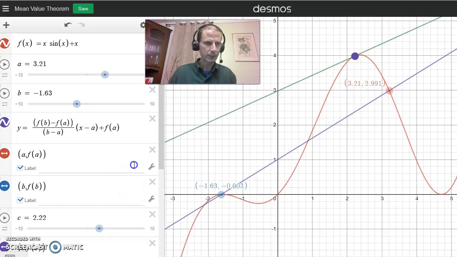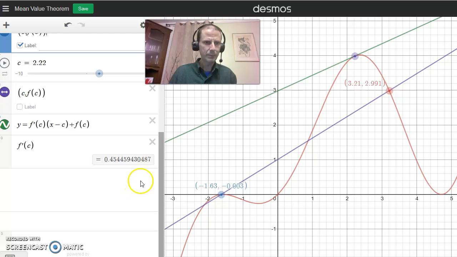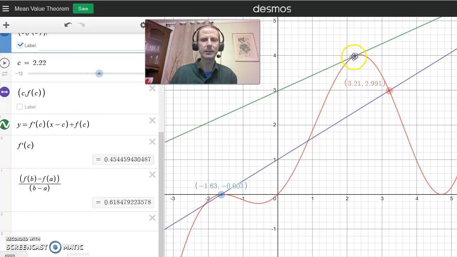And right now we can check our answer a little bit. If we come over here to the left, I moved it a little bit, but we got the tangent line to have slope 0.45, whereas the secant line has slope 0.618. All right, I could have done a little bit better, but you get the idea. You can play around with it, and it'll work much better on your computers.